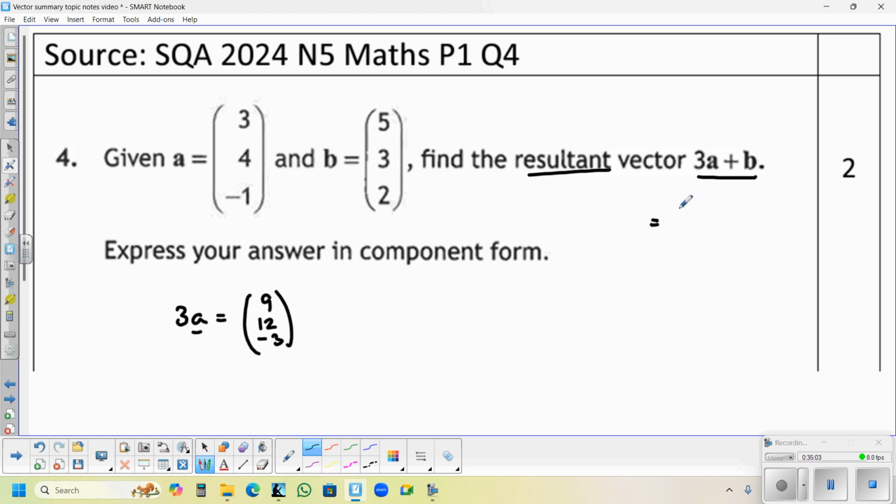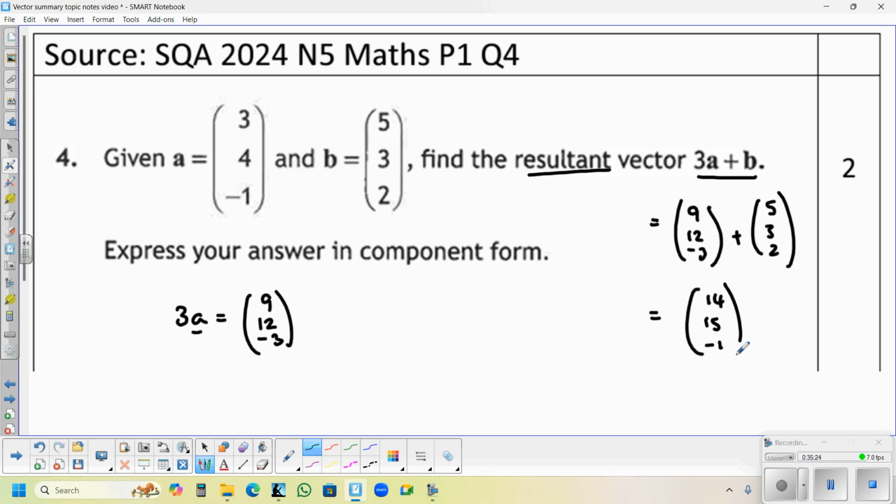So 3a plus b gives me 9, 12 and negative 3. Add on b vector, which is 5, 3 and 2. Add the top numbers, gives me 14. Add the middle numbers, the y components, gives me 15. And add z components, which is minus 3 plus 2, is minus 1.